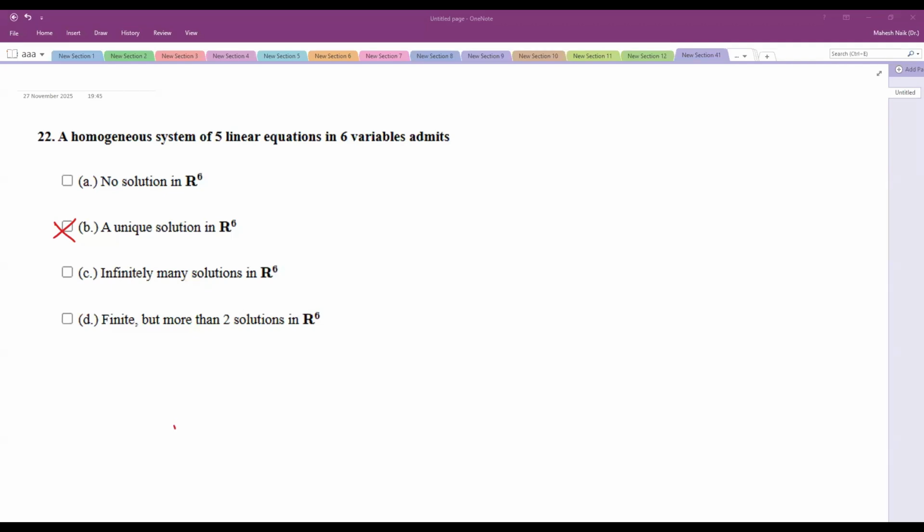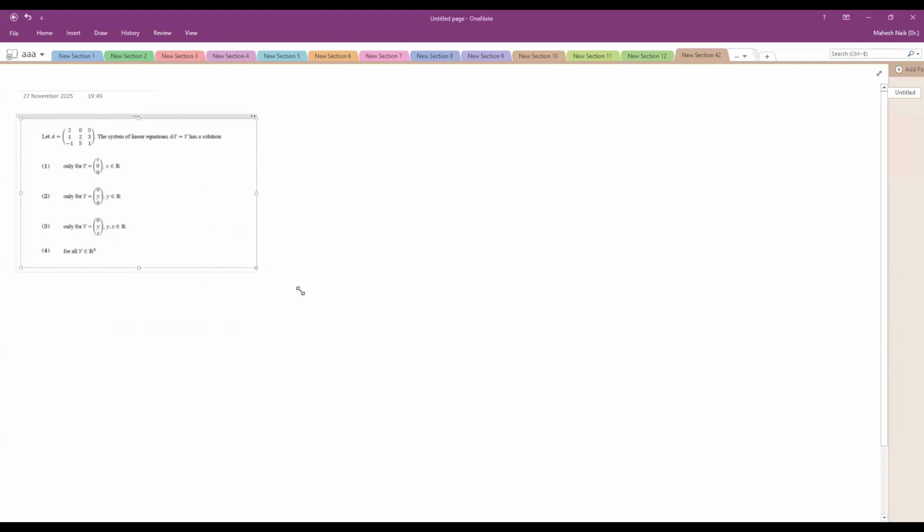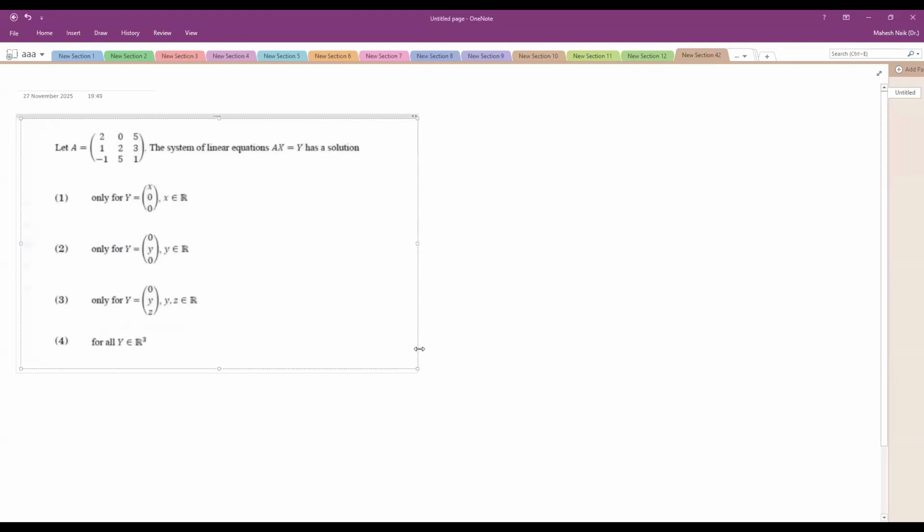Take this question. We have A as 205, 123, and minus 151. And the system of linear equations Ax equal to y has a solution only for y of the form x00, 0y0, or 0yz. Okay, so how do we decode this?